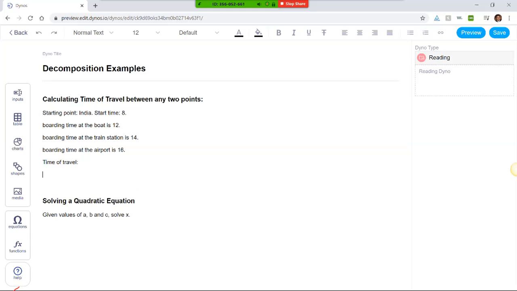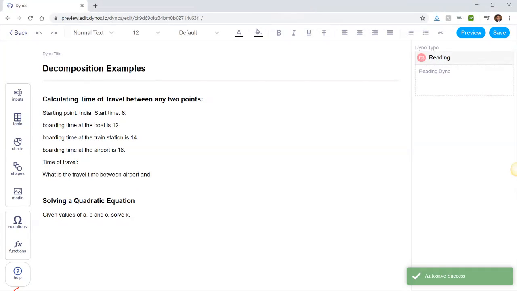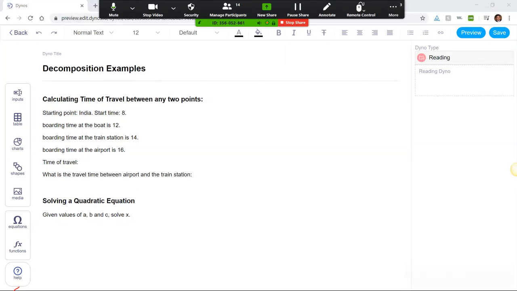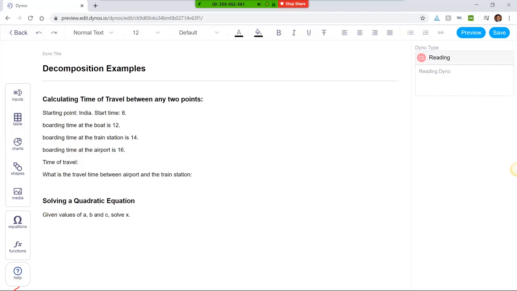Now if I ask you a question, what is the travel time between the airport and the train station? What is the travel time between the airport and the train station? 2 hours. 2 hours? Okay. And what is the travel time between the airport and the starting point?